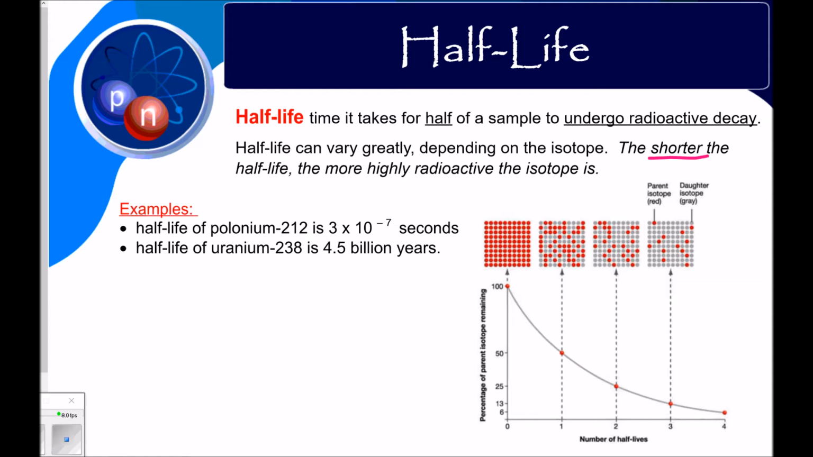So our examples: we've got the half-life of polonium-212 to be 3 times 10 to the negative 7 seconds, so super short. And then we have the half-life of uranium-238 to be 4.5 billion years. It's a really, really long time. So we're going to say that the polonium is a lot more radioactive than the uranium.